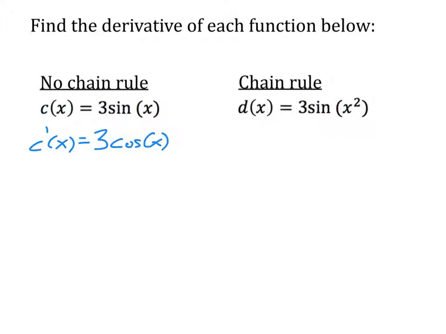Now for d of x, it's a different story though, because for d of x, notice it's not sine of x anymore. It's now sine of x squared. And because there's a function inside of my function, I'm going to have to use chain rule. All right, so to find d prime of x now, I start by doing the derivative of the outer function. So that's going to be 3 times, the derivative of sine was cosine, but instead of cosine of x, it's cosine of whatever's inside there. So it's cosine of x squared.